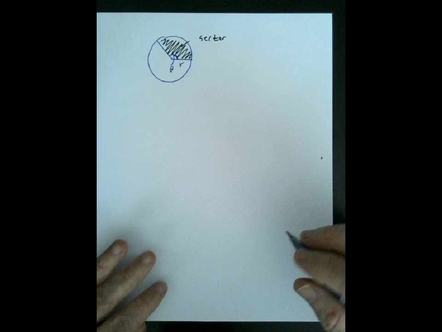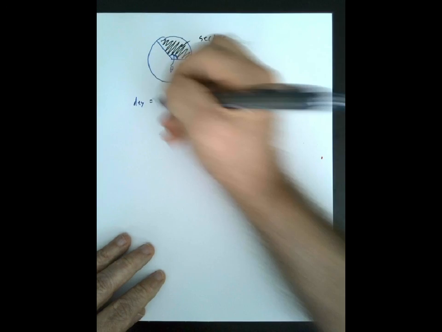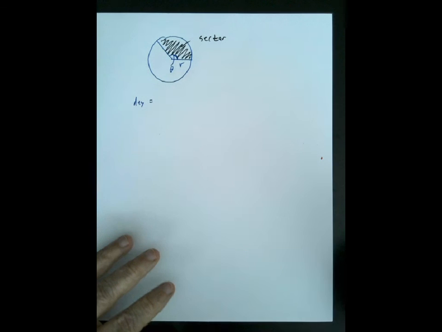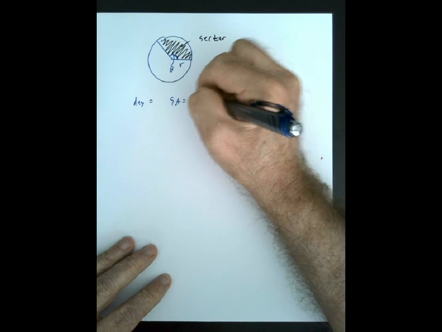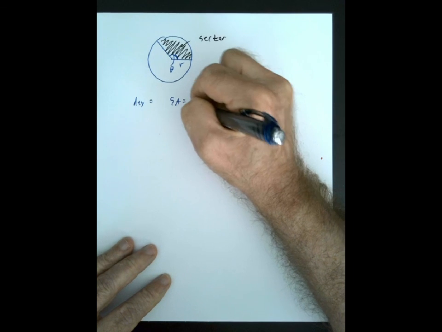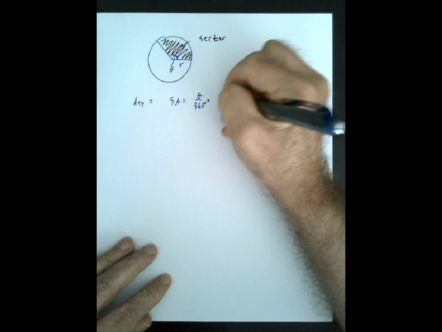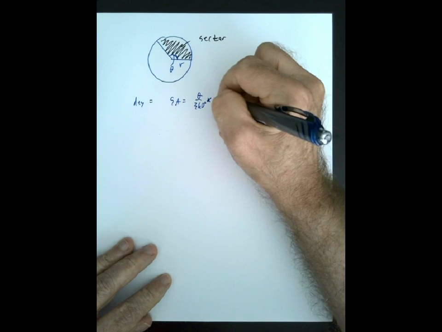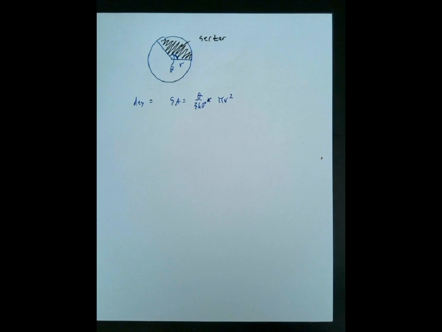Okay? If you're given the angle in degrees, your sector area formula looks like this. It's theta over 360 times pi r squared. Same formula as for arc length, except instead of the circumference formula for circles, we use the area formula.